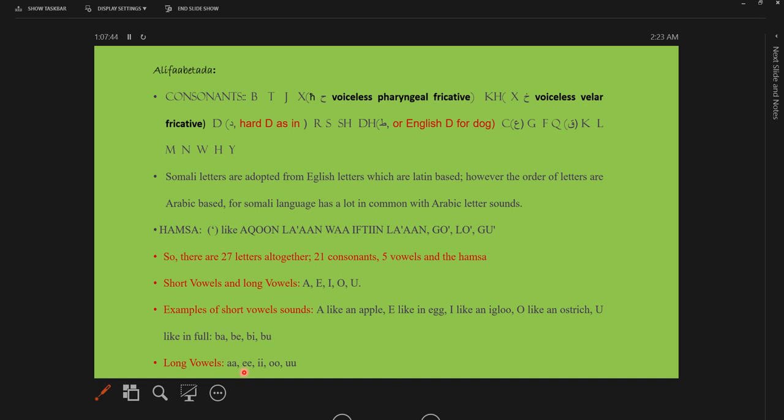When I say short and long vowels, do not confuse it with the ones in English. I'm talking about prolongation of the same sound, not necessarily variation, okay?